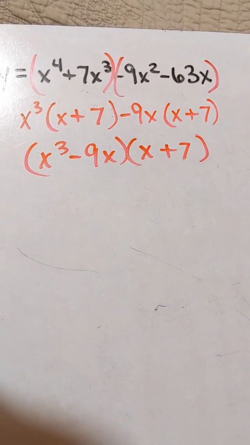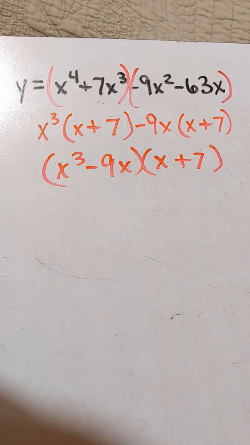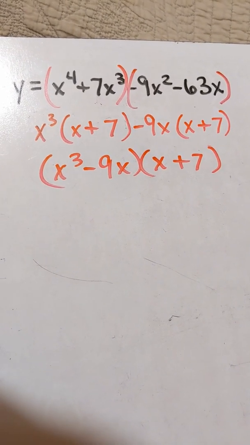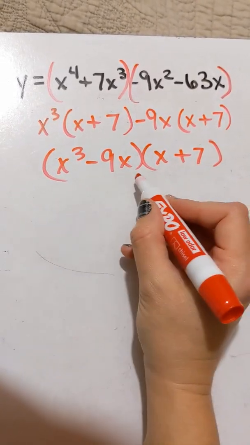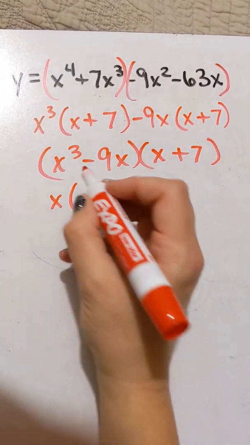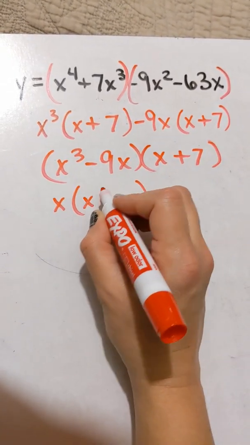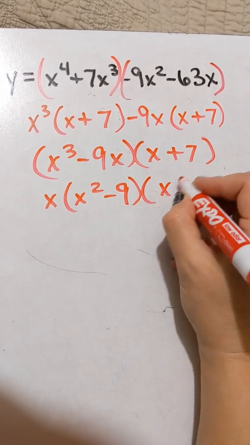Now, typically we're done at this point, but we're going to be dealing with x to the 4ths and 5ths and 6ths, as well as x to the 3rd. So sometimes there's going to be more factoring to be done, which is the case here. Take out an x in that first parenthesis, which would leave x squared minus 9. And then we have this, x plus 7.